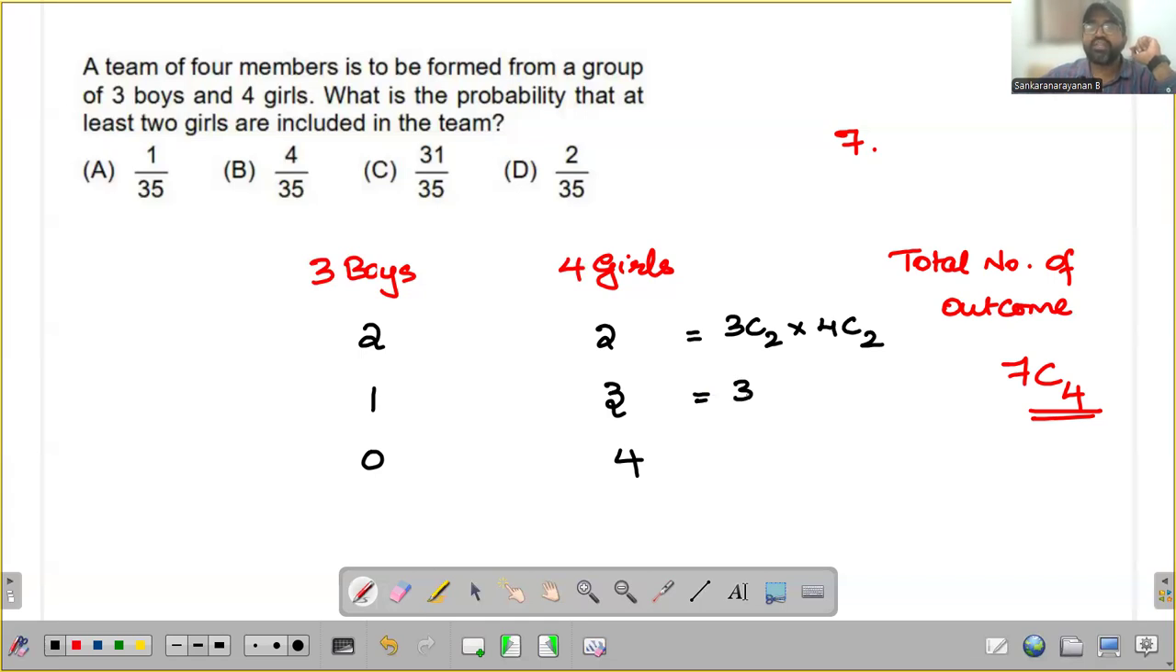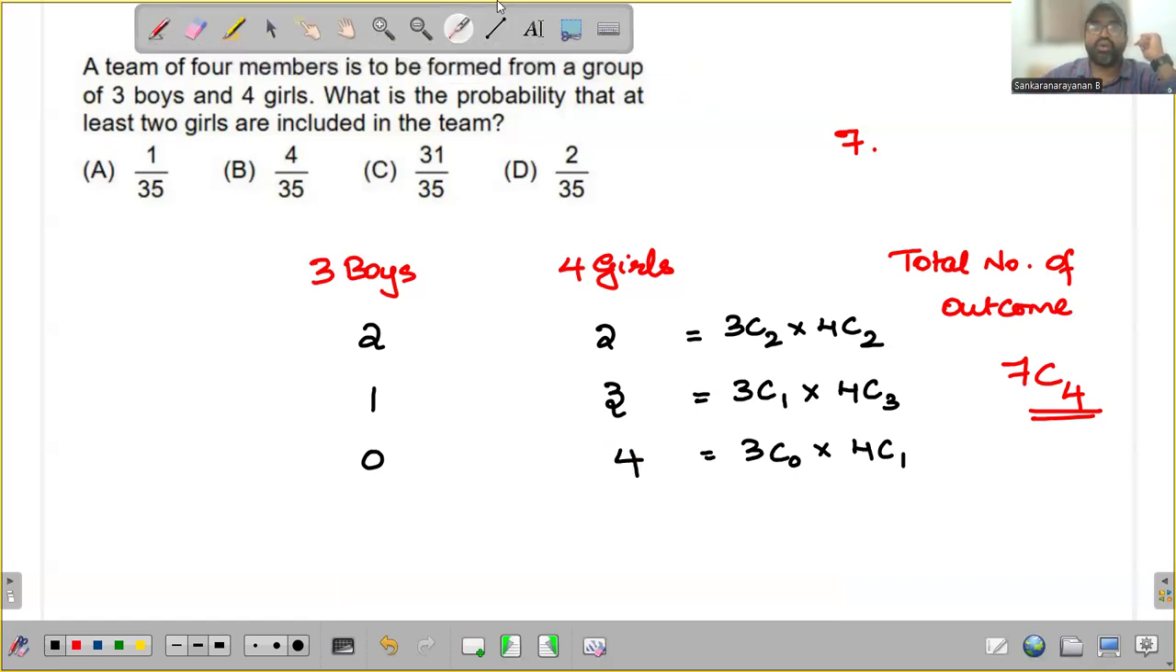This will be 3C1 into 4C3. That is the second case. And in the third one, it is 3C0. From 3 boys, nobody is selected. And from 4 girls, all are selected. Got it. So this actually represents the number of ways you can go ahead with selecting the people. And you can see that here you are satisfying the condition, at least two girls are included in the team. Two girls or three girls or all four girls.